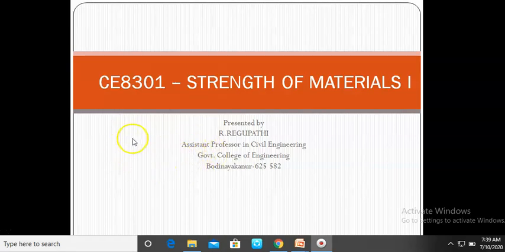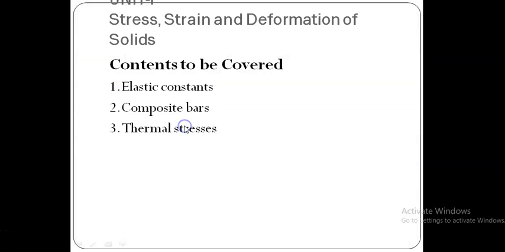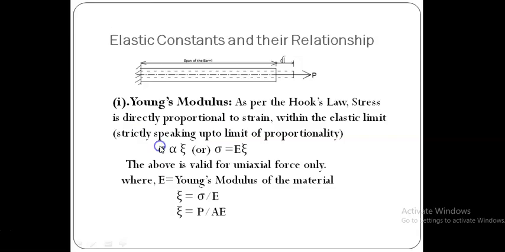First unit of CA 301 Strength of Materials 1, that is stress, strain and deformation of solids. Contents to be covered: elastic constants, composite bars and thermal stresses. So first let us see the elastic constants and the relationship.